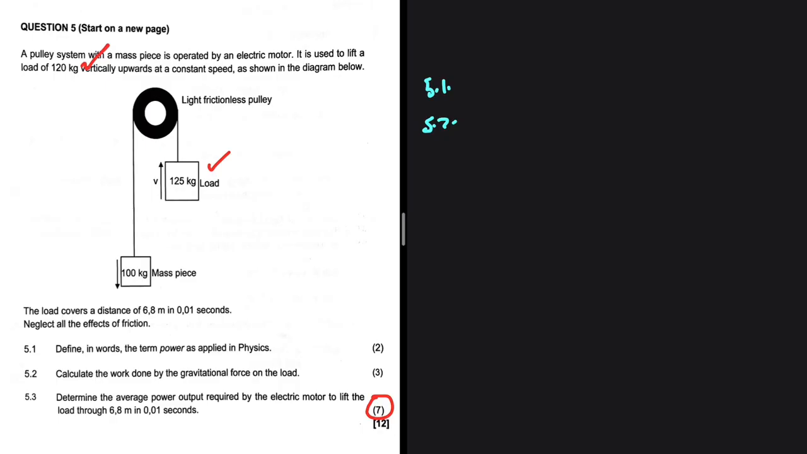So what am I supposed to use now? Am I supposed to use 125? Am I supposed to use 120? It's just a mess. Okay, fine. The work done by gravitational force is equal to the force of gravity multiplied by delta y cos of theta. So let's go ahead and substitute.